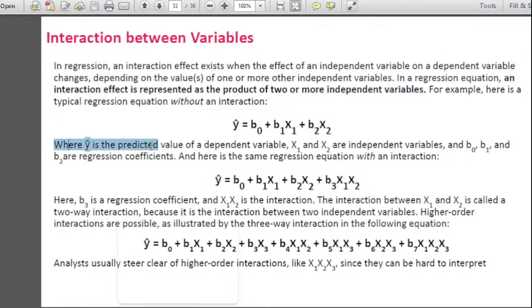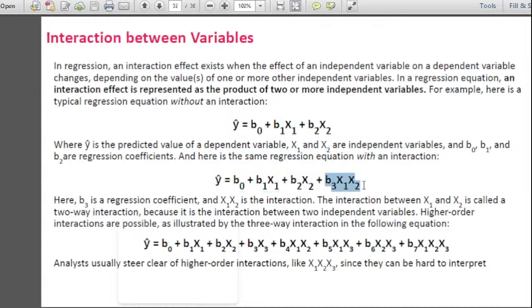Here y hat is the predicted value of y, dependent on x1 and x2, which are the independent variables. It is just explaining this equation, and b0, b1, b2 are the regression coefficients. Here is the same regression equation. Now here I do not have any interaction effect of x1 and x2, but if I have an interaction effect, my regression equation becomes this.